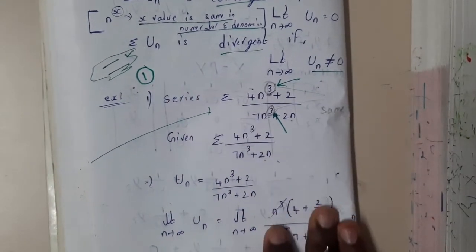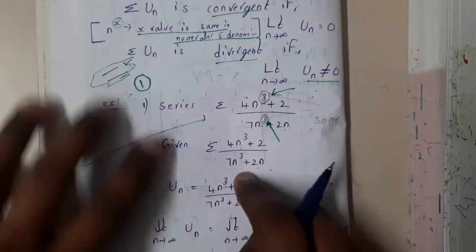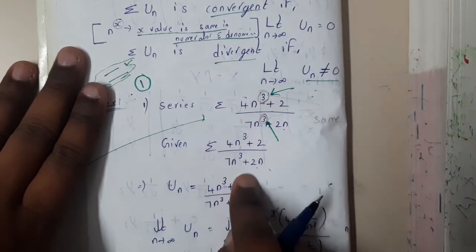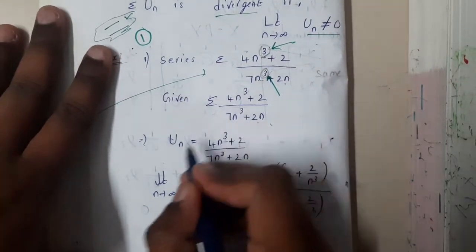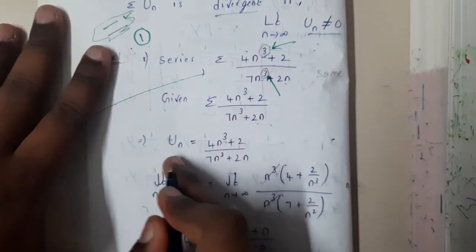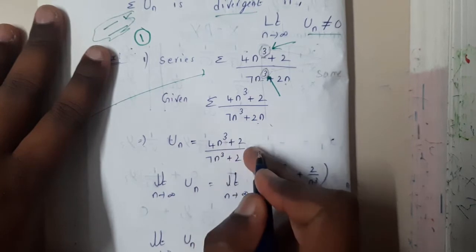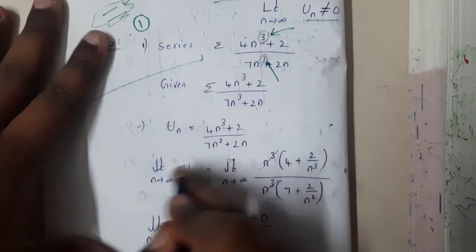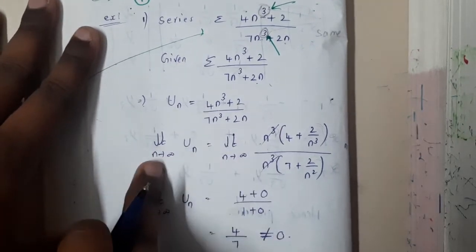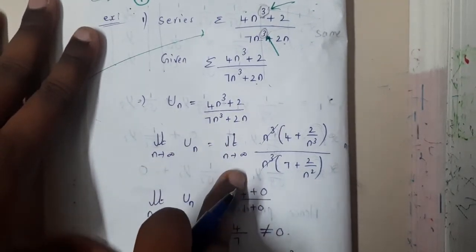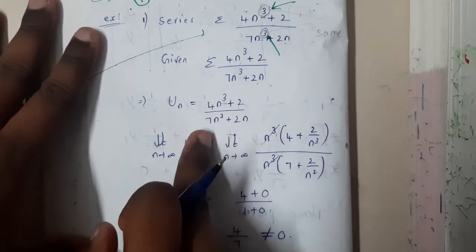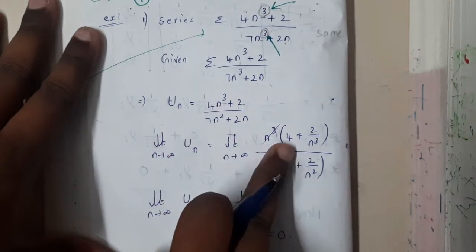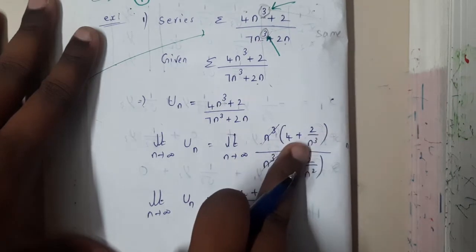The first thing you will do is write the same question given, sigma of 4n cube plus 2 by 7n cube plus 2n. After that you will write this as un is equal to (4n cube plus 2) by (7n cube plus 2n). As you know, we apply limits on both sides, limit n tends to infinity. From both numerator and denominator we can take n cube common and cancel it out, right? Inside, what will be there? 4 plus 2 by n cube.